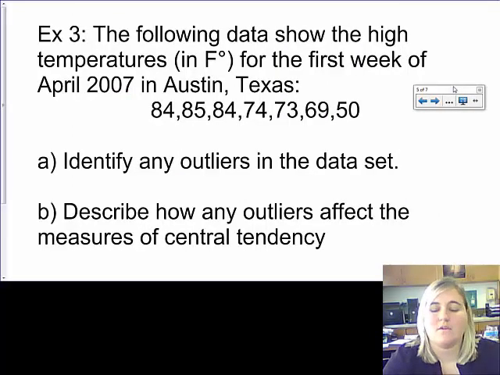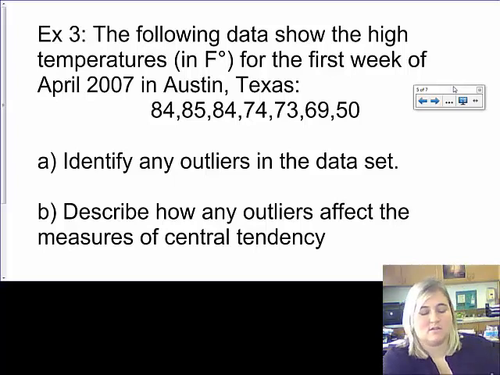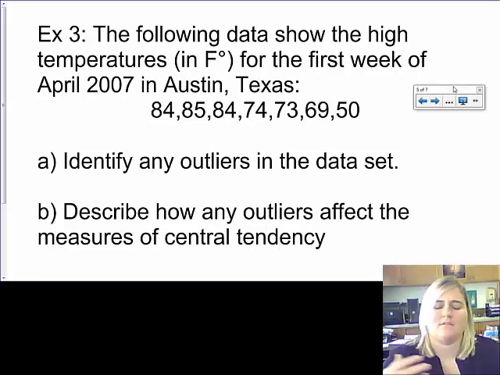The following data show the high temperatures in degrees Fahrenheit for the first week of April in 2007 in Austin, Texas. So it says identify any outliers of the set. Well, an outlier is a number that doesn't belong, and in a few lessons down the road we will actually talk about exactly how to determine if it's an outlier. For right now it's going to be something that's obvious to you, something that doesn't belong.